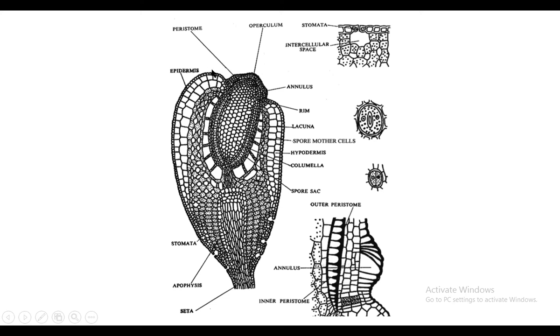This is the epidermis, and this is the structure जहाँ पे आपको नजर आएगी हाइपोडर्मिस. कोलुमेला भी आपको नजर आ रहा है, स्पोर सैक भी आपको नजर आ रही है. इसी तरह से आपको लेकुने नजर आ रहे हैं. एनुलस जो आउटर कवरिंग है उसको एनुलस का नाम दिया, ऑपरकुलम एंड पेरिस्टोम का नाम दिया गया. हाइपोडर्मिस जो है वो इनर वाले स्ट्रक्चर को कहा गया.